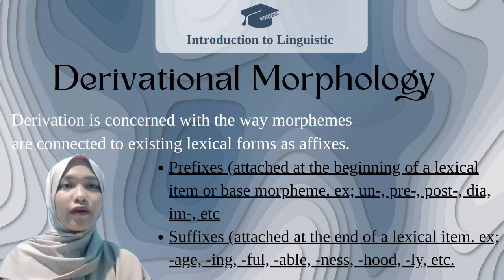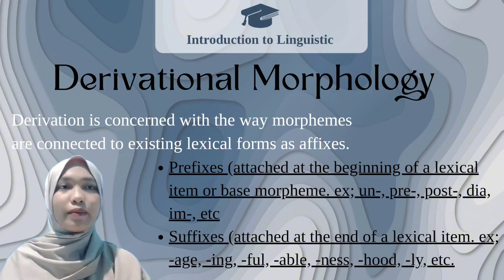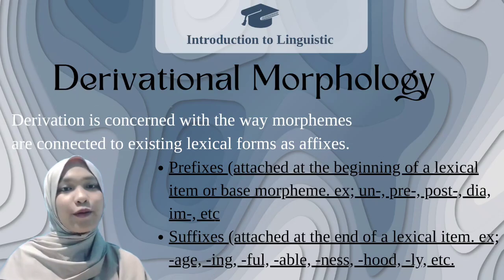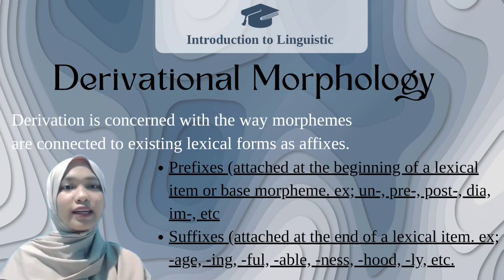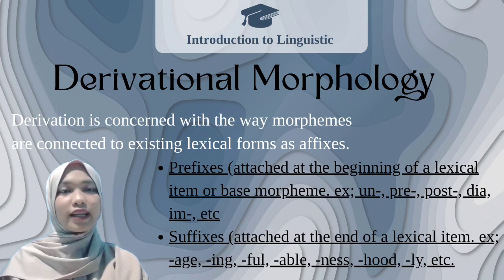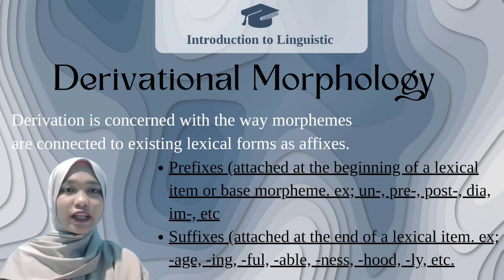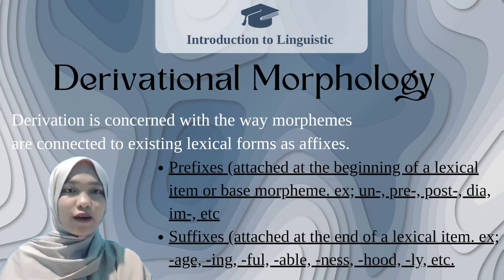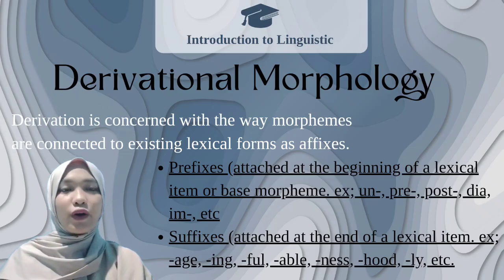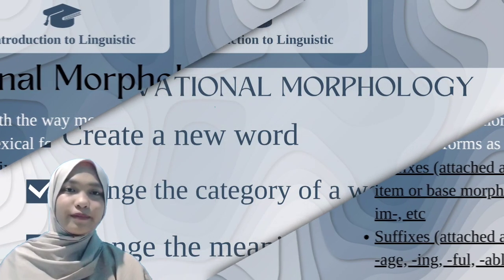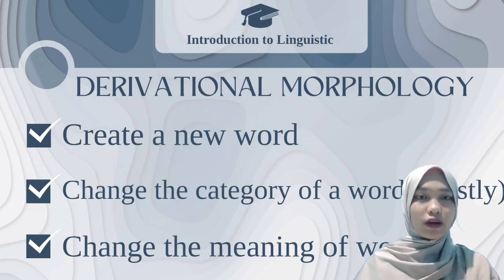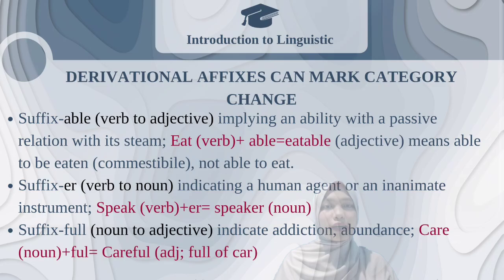I will give you some kinds of derivational morphology. The first one is prefixes. Prefixes are attached at the beginning of a lexical item or a morpheme, for example un, pre, post, in, and so on. And the second one is suffixes. Suffixes are attached at the end of a lexical item, for example ish, ing, full, able, ness, ly, and so on. Derivational morphology also creates a new word, changes the category of words, and changes the meaning of a word.